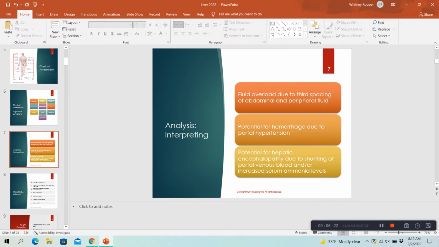Hepatic encephalopathy. That's due to the shunting of the portal venous blood. People with liver disease will have increased ammonia levels. The liver's not working, so they will have increased ammonia levels.